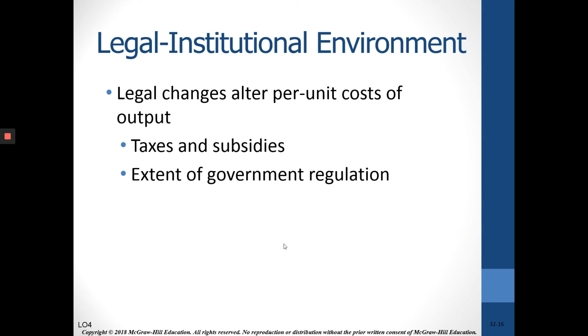Regulation is another thing that is very important to aggregate supply. If there is an increase in government regulation, lots of rules and regulations, that will decrease aggregate supply curve because those are costly to comply with. On the other hand, deregulation can increase aggregate supply. And there is a balance, obviously, between too much and too little regulation.